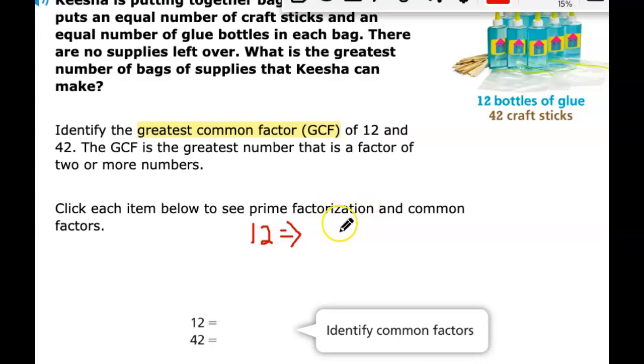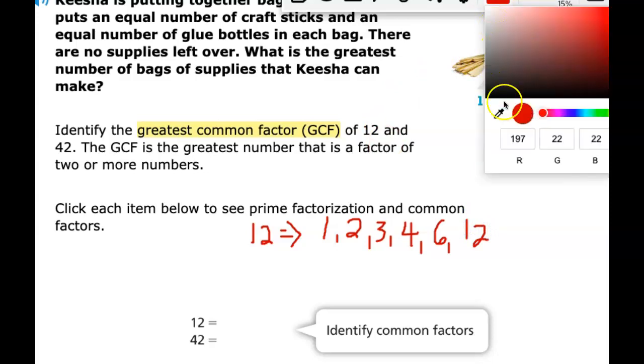But can you list them from lowest to the highest? Let's start with 1. And I heard you said 2. What do you think is the next number that could be a factor of 12? 3. Next. 4. And then 6. And then 12. Can someone give me the factors of 42?